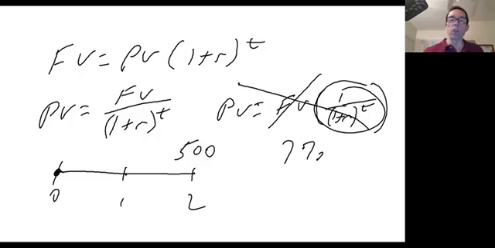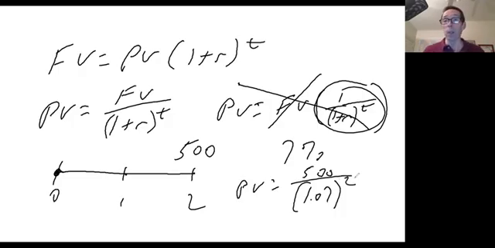So to do this, we're just going to say present value is equal to $500 divided by 1.07 raised to the second power. That's the math that we're doing. But like before, we're going to go to Excel to actually solve the math problem for us. But we need to know what is the math problem that Excel is solving. Okay. So let's go to Excel here.